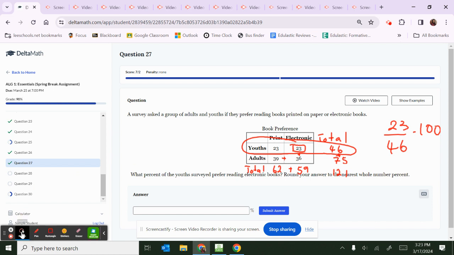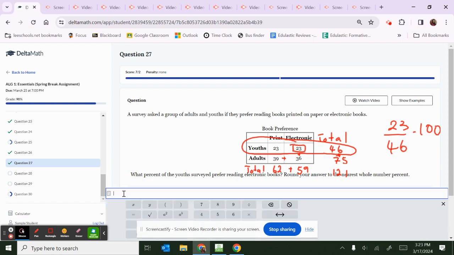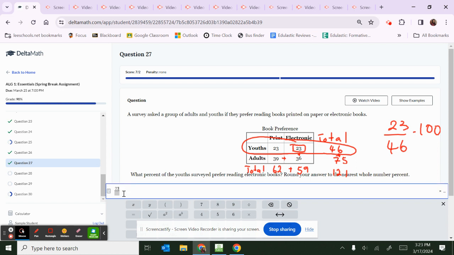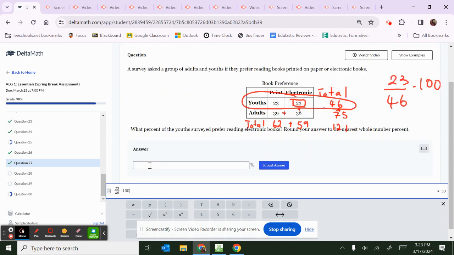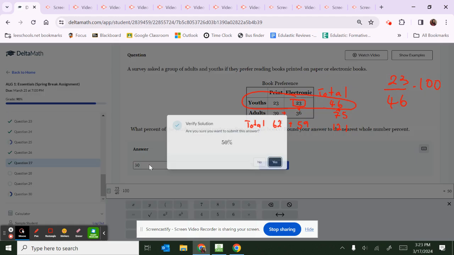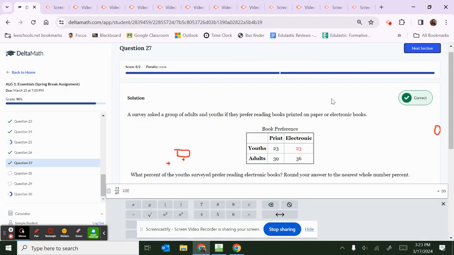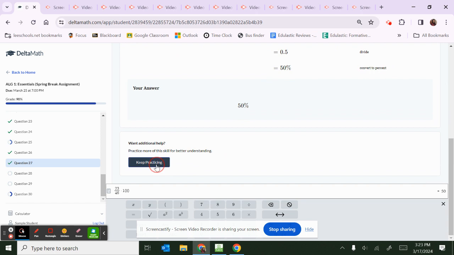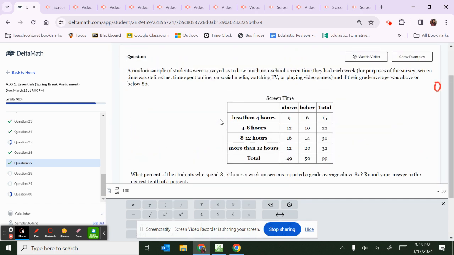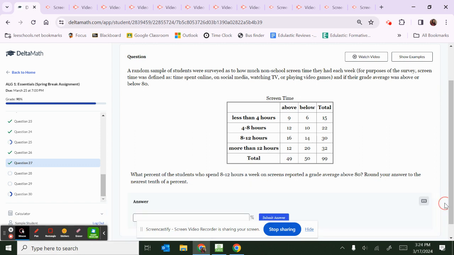You don't have to multiply by 100. You could just move the decimal point two places to the right, but I feel like doing this will be a little easier for a lot of you guys. So times 100, and I would get 50. So about 50% of the youths like electronics. So let's keep on practicing, guys, because the more you practice this question specifically, the better you will get at it. This one involves a lot of calculator, so again, practice as much as you can.